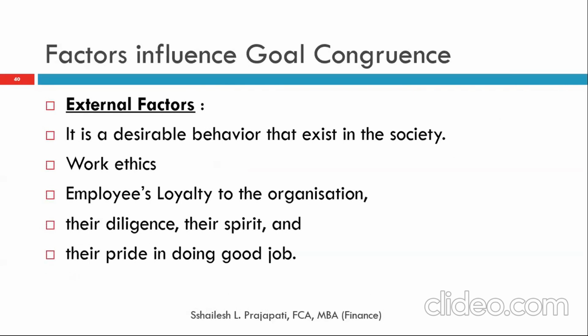The external factors are the desirable behavior that exists in the society, because personal behavior will always have the upper hand over the organizational behavior. Then the work ethics will also affect the goal congruence. Employees' loyalty to the organization: some are more loyal, some are not. The more loyal person may sometimes sacrifice their personal goals and focus on the organizational goal. Their diligence and their spirit in working, their pride in doing a good job. These are the two factors which affect goal congruence.